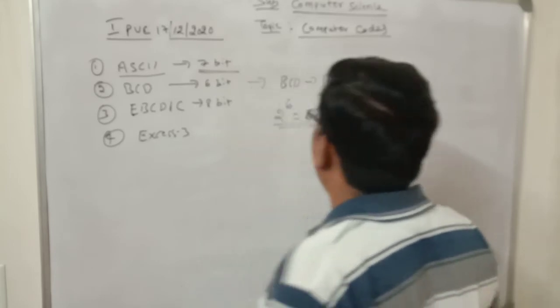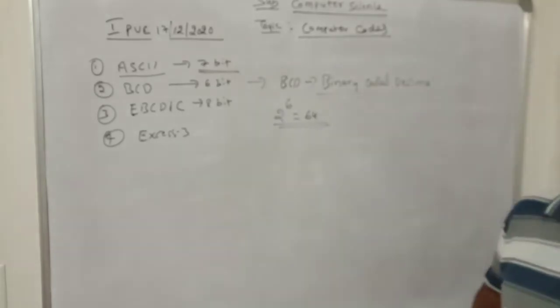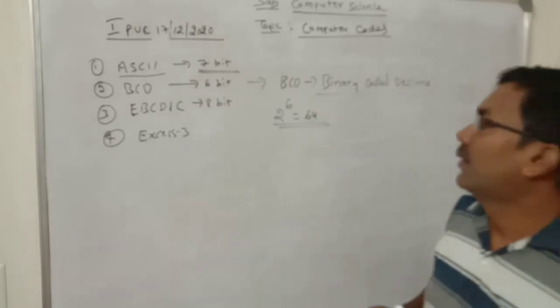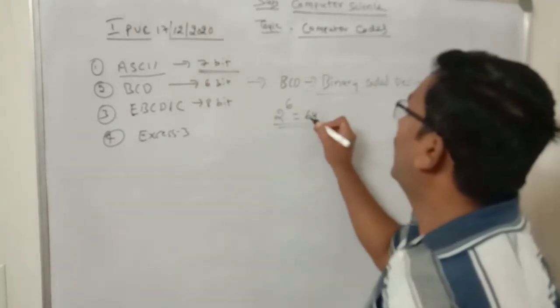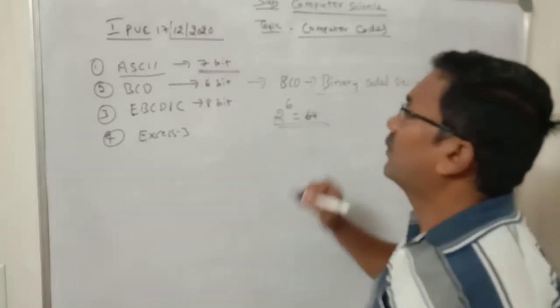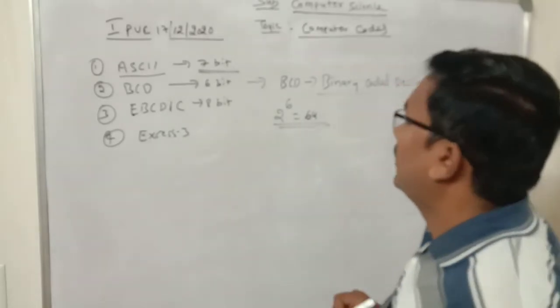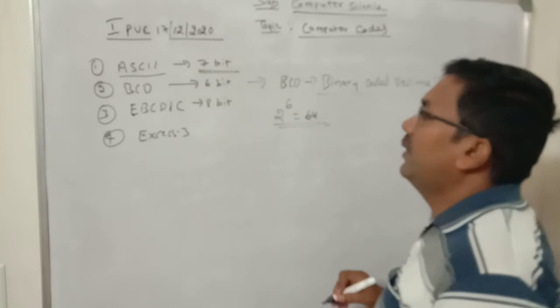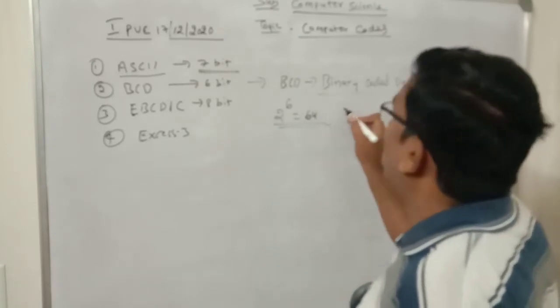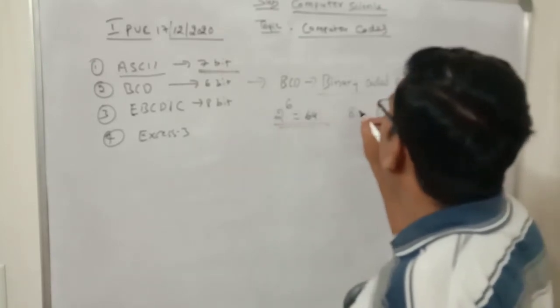2 to the power of 6. Yes, a range of 64 values can be stored in BCD. That BCD you already know. With respect to BCD, we told you it is the 8421 code. BCD code is also called the 8421 code.